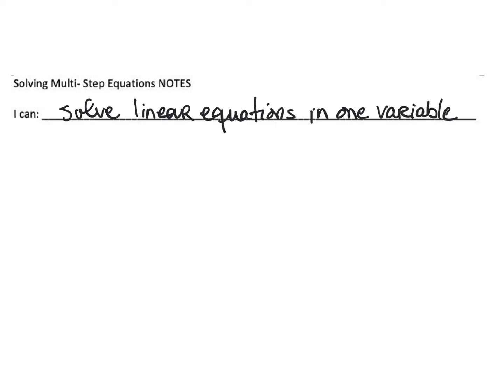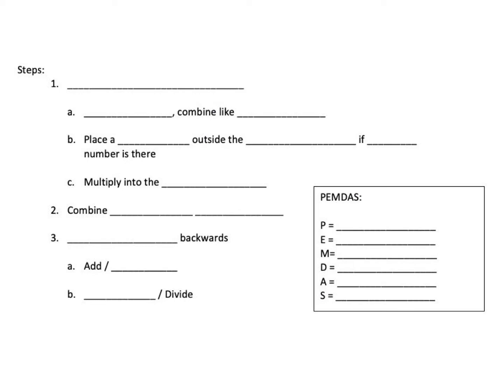So we're going to go through different equations and solve them, kind of bringing together everything that we've been doing so far in class. Here are some steps that are going to help us know what to do to solve multi-step equations, which is pretty much what we're talking about today. So first of all, we need to check and see if there are parentheses, and inside the parentheses, we're going to see if we can combine like terms.